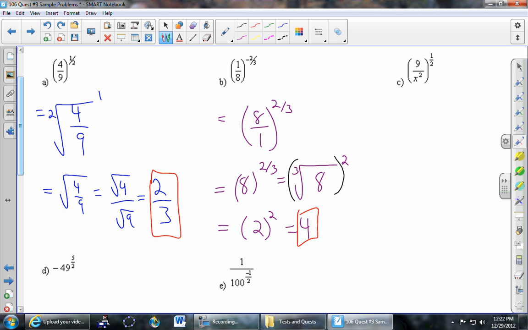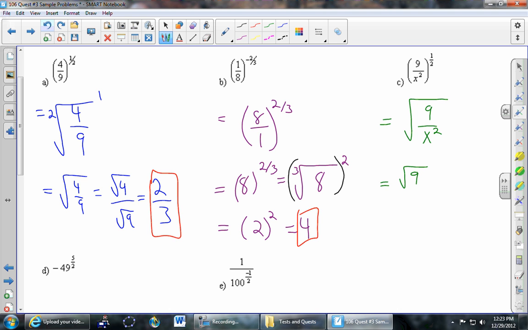Part C, 9 over x squared to the 1/2. What does 1/2 mean? It means there's a radical. In fact, the 1/2 here means the same as the 1/2 in part A. So ultimately that just meant square root. If you practice enough, you won't even bother writing the 1 and the 2 like we did first. You'll just say, okay, 1/2 as a power means square root. So we're just going to write it as a square root. And then we'll split it.